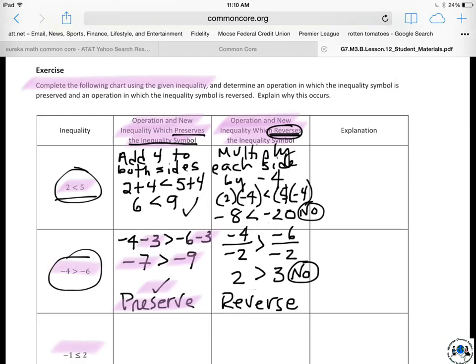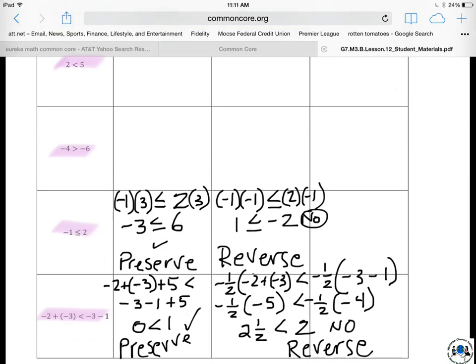Now on this side, you can tell what I did. I divided by negative 2. So negative 4 divided by negative 2 is actually 2, and negative 6 divided by negative 2 is 3. So 2 is not greater than 3, so we had to reverse. That would correctly look like this: 2 is less than 3. So it needs to be reversed. All right. Let's see the next one here.